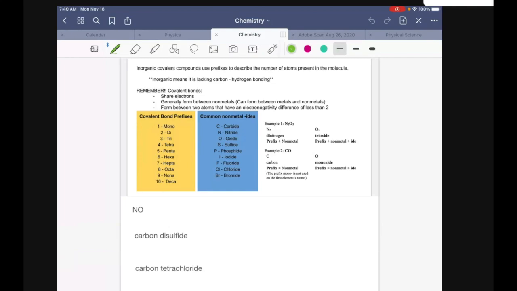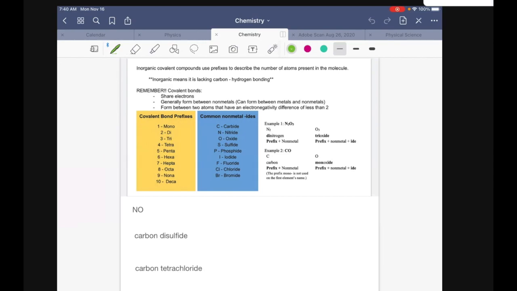I'm going to be running through some examples of naming covalent molecules, or when given the name, writing out the chemical formula for that molecule. Okay, so for the first one we have NO.